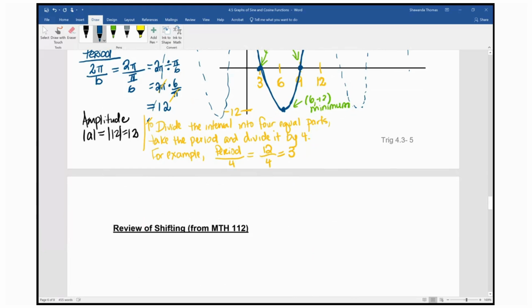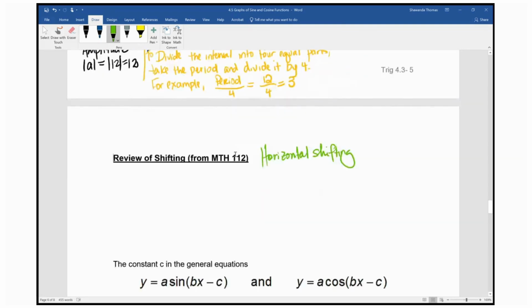I wanted to review a bit about shifting from Math 112. So you may have heard of vertical shifting and horizontal shifting. I kind of wanted to talk a little bit about horizontal shifting right now. For Math 112, you may have been asked, graph y equals x squared. What does that graph look like?